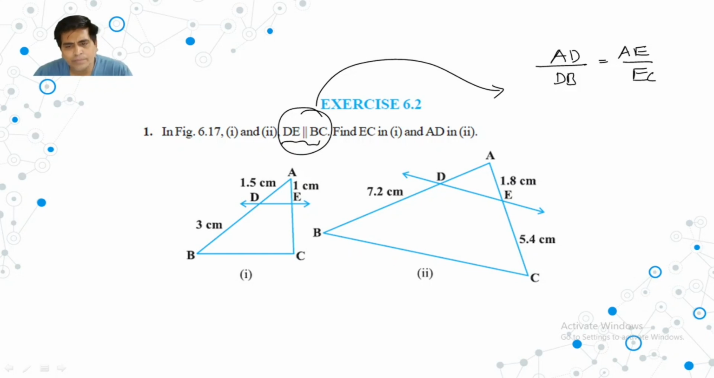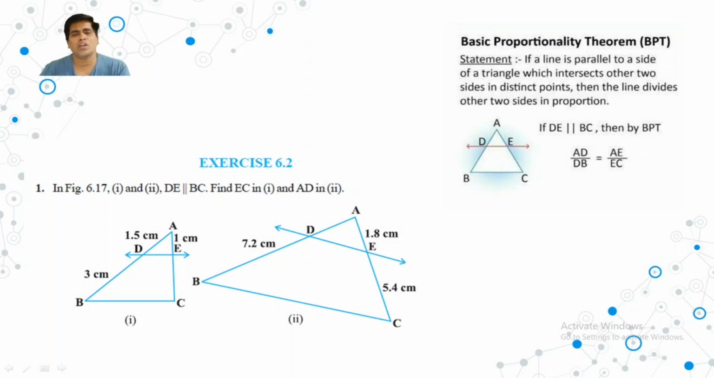In the second question, AD he has missed out. I am taking this as X. DB is 7.2, AE 1.8 centimeters, EC 5.4 centimeters. So we have to find the missing sides here. Here it is EC, here it is AD. Let us find out. This is based on the basic proportionality theorem. So the same thing I can use here for the first one. I will reuse this: AD by DB is equal to AE by EC.